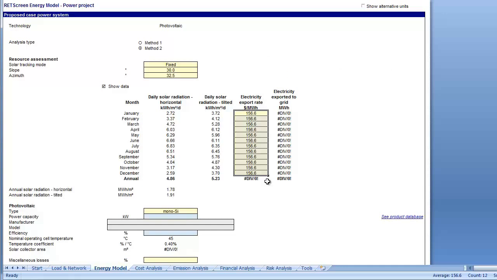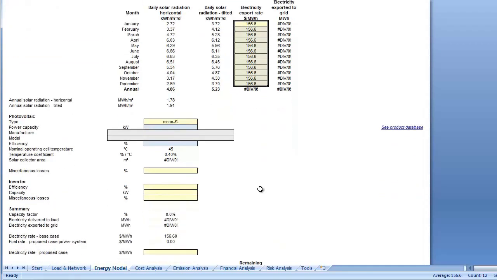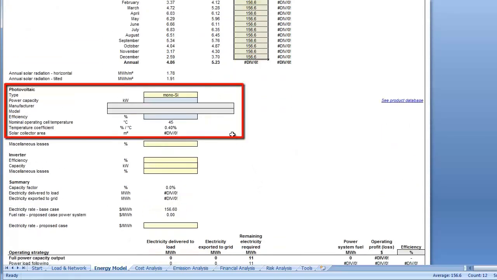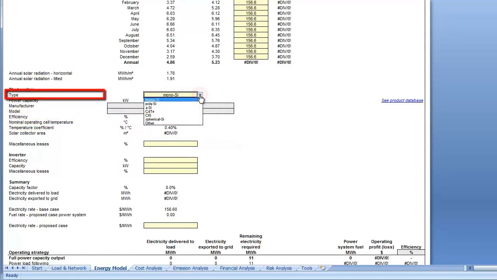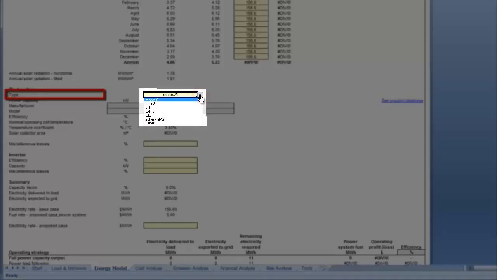Next, we will pick the solar module. As the result of a more detailed feasibility, we could do a more in-depth analysis of the module options, but since this is a preliminary study, we will pick a module from a well-established manufacturer and that is popular for that type of PV application. The photovoltaic type cell is used to select the type of PV module considered for the application. The 7 options from the drop-down list are monosilicon, polysilicon, amorphous silicon, cadmium telluride, CIS, spherical silicon, and other.